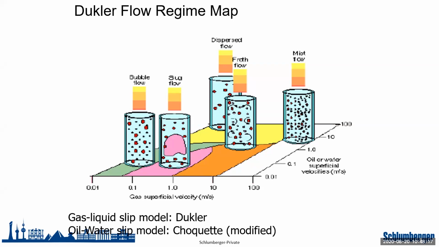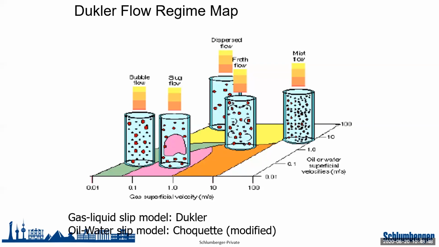And we can see over here different types of flow considered by Doppler. We have the oil and water superficial velocity plotted against the gas superficial velocity. Depending on the velocity of every phase, you will have a different type of flow regime. For example, let's say that my velocity of the gas is low and my velocity of the oil and water is also low, then I will have what we call bubble flow. And this is the easiest to interpret.